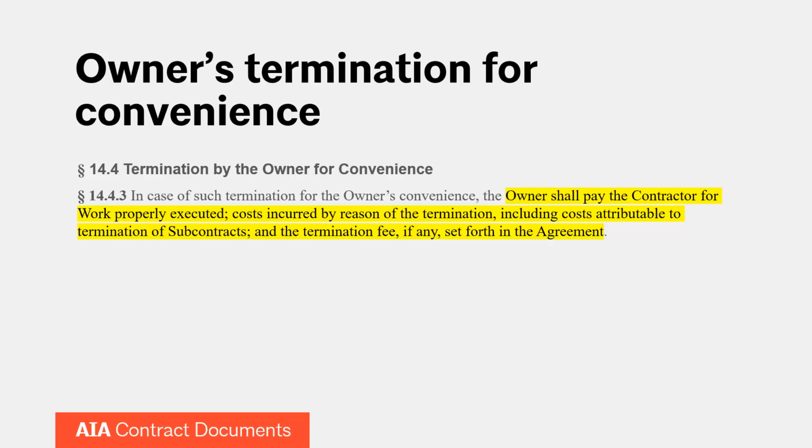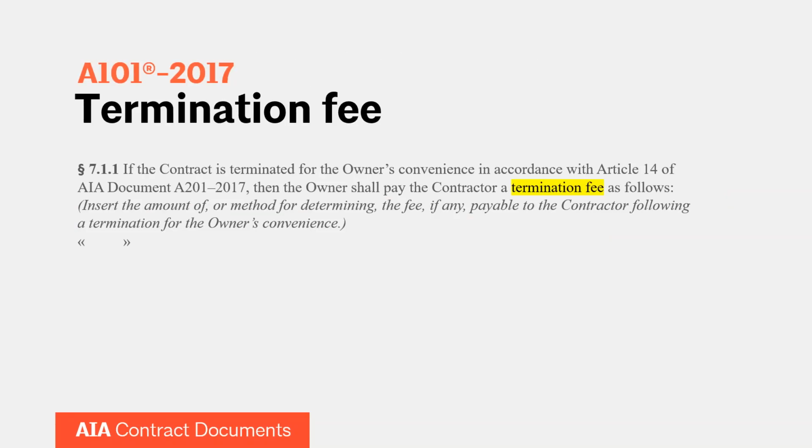And the last thing that you see in 14.4.3 that the contractor can receive is a termination fee, which we'll talk about on the next slide here. So the termination fee is something that needs to be negotiated between the parties, and it's not going to be included in the A201. You'll have to look at the agreement that is married up with the A201 in order to find that fee. You'll either want to look in the A101, A102, or A103, whichever document you used with A201 is going to have a prompt like the one you see on your screen for a termination fee.